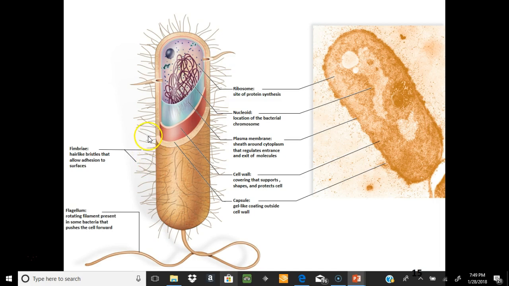And many bacteria contain fimbriae. Fimbriae, or pili, depending on what you want to call them, are tiny structures that either allow bacteria to adhere to surfaces or adhere to other bacterial cells, depending on the type.